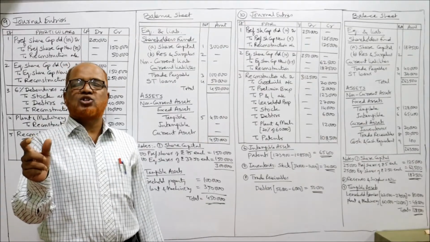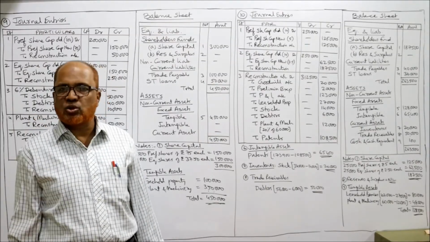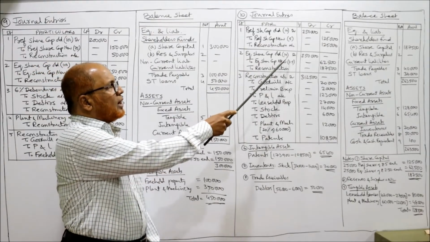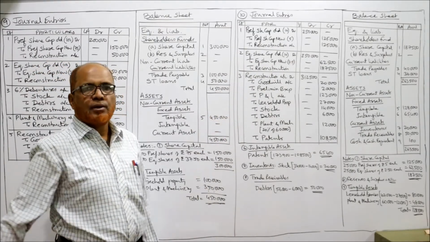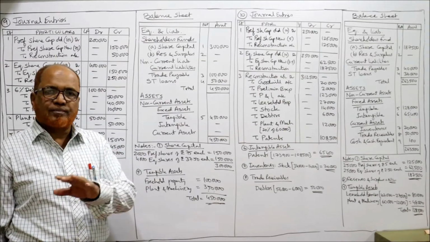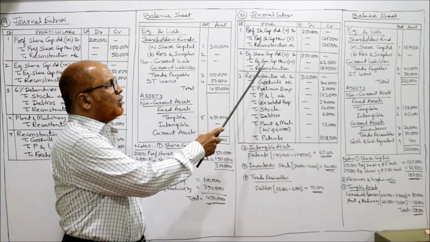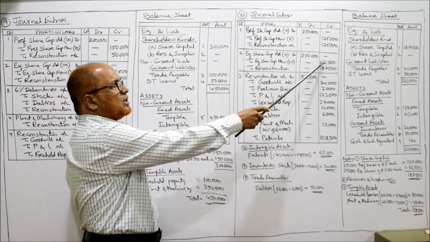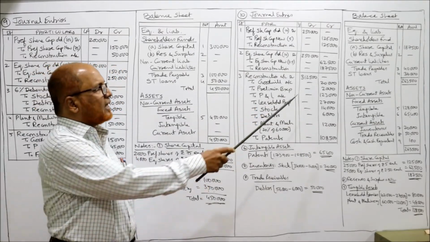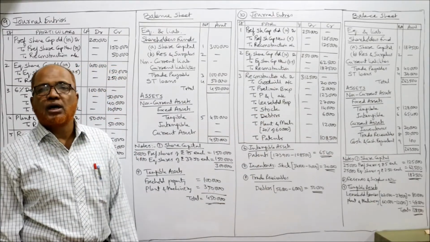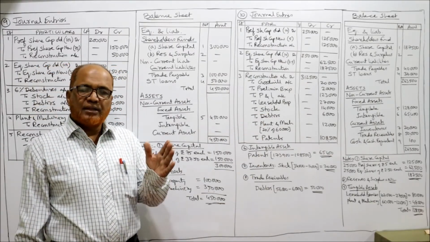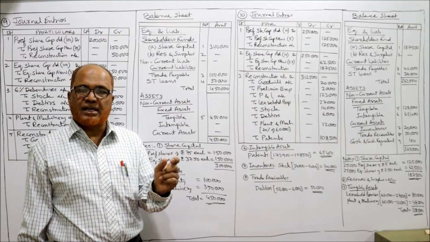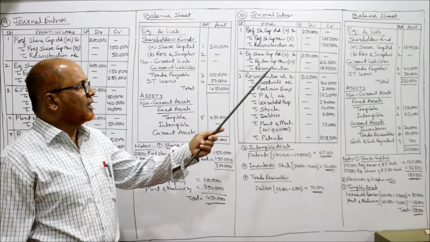Being the old preference share capital cancelled and new preference share issued as per reconstruction scheme. Next, equity share capital old account debtor 2,50,000. 25,000 shares of rupees 10 each cancelled. New equity share 2.5. So 25,000 into 2.5, 62,500. The balance 1,87,500 transfer to reconstruction. Being the old equity capital cancelled, new equity shares issued 2 rupee 50 paisa each. The balance transferred to reconstruction.